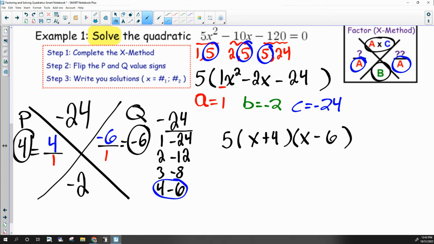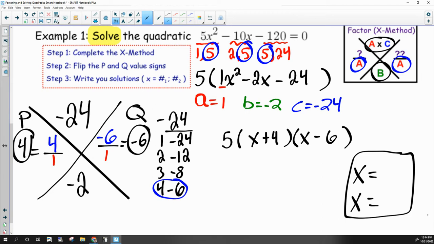This is not a set of solutions. This is an equation. Our answer will always be x equals, x equals. There are two of them. The question is, what does x equal? Now, it's not equal to our p and q. X is not 4 and x is not -6, but it's close.